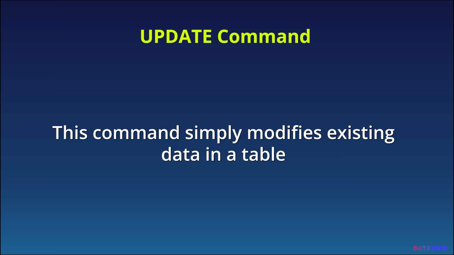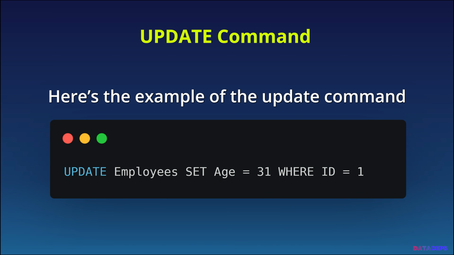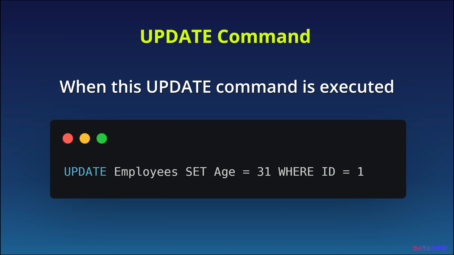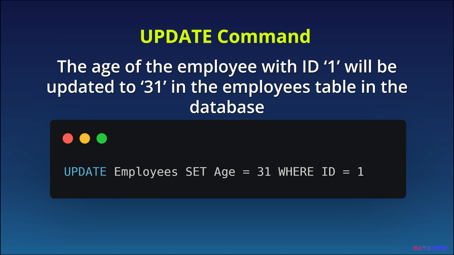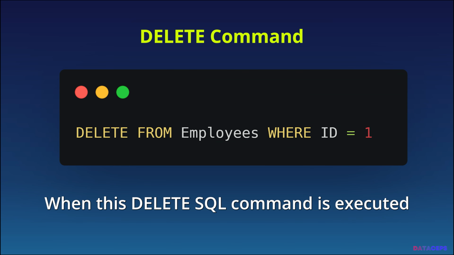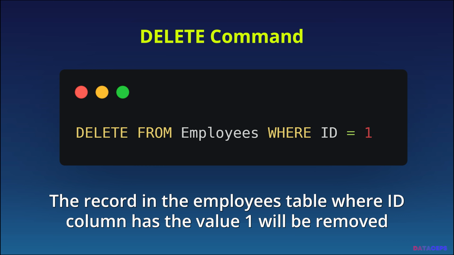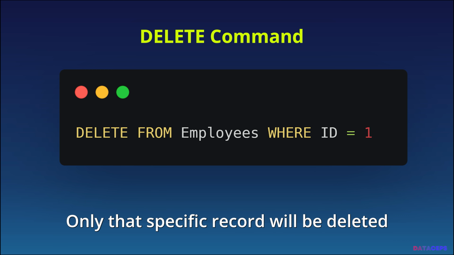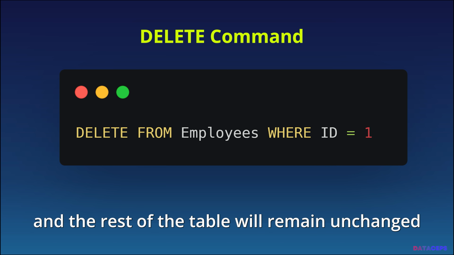Update command. This command simply modifies existing data in a table. Here's the example of the update command. When this update command is executed, the age of the employee with ID 1 will be updated to 31 in the employees table in the database. Delete command. This command removes one or more records from a table. When this delete SQL command is executed, the record in the employees table where the ID column has the value 1 will be removed. Only that specific record will be deleted, and the rest of the table will remain unchanged.